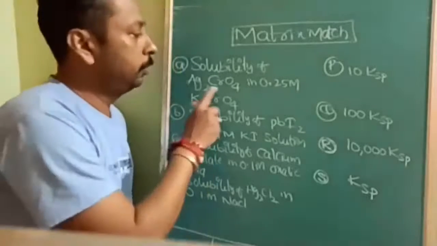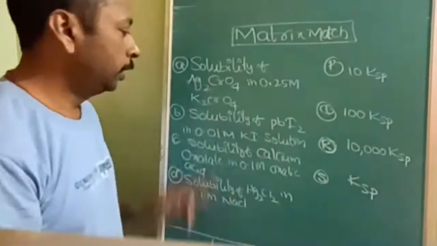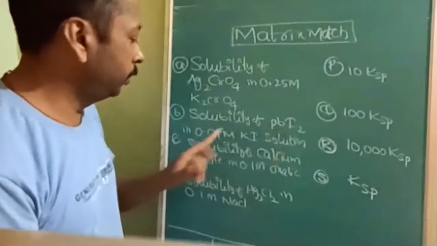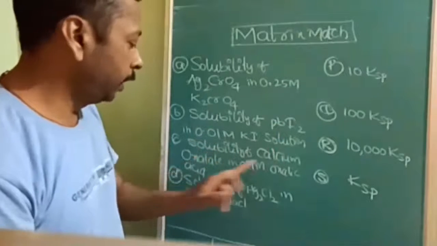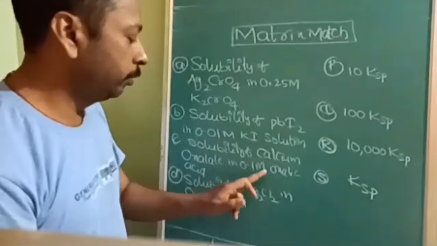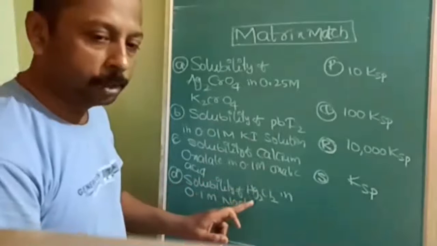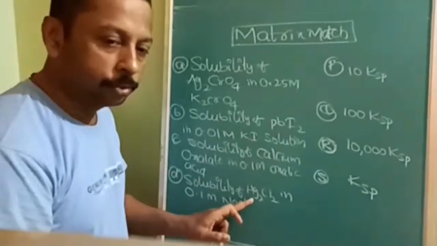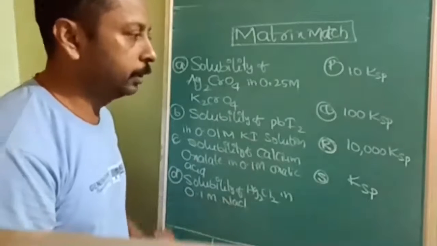Ag2CrO4 in 0.25 molarity K2CrO4. Then solubility of PbI2 in 0.01 molarity KI. Solubility of calcium oxalate in 0.1 molarity oxalic acid. Solubility of, very important this one, Hg2Cl2 in 0.1 molarity NaCl.